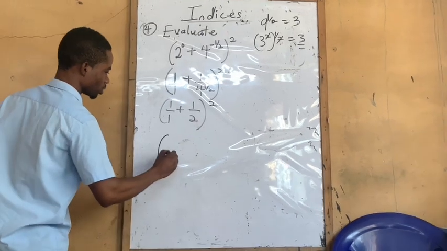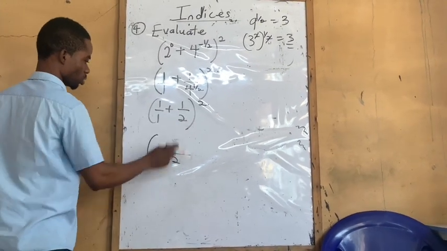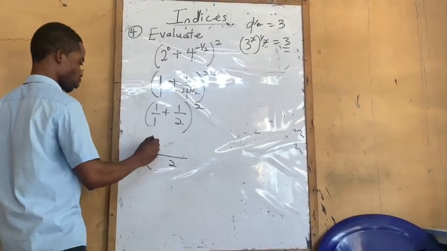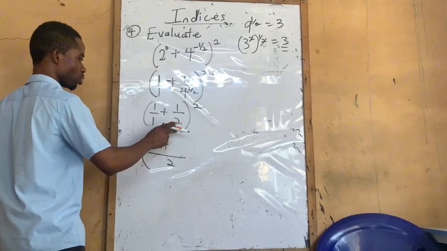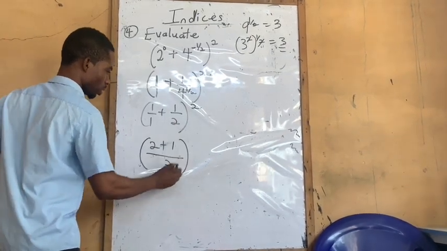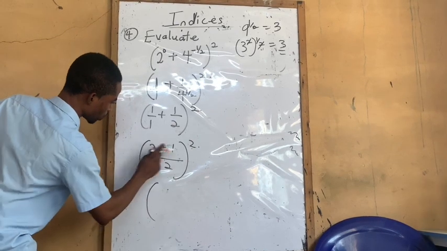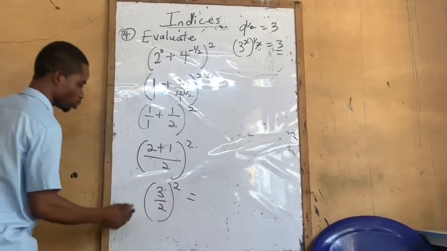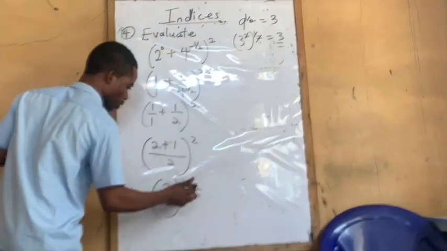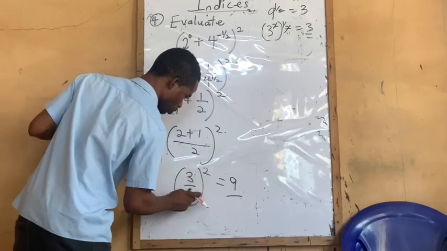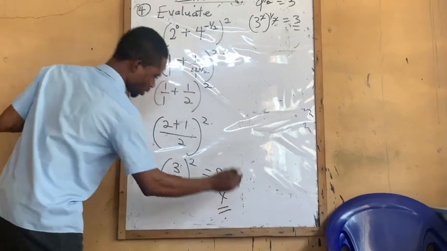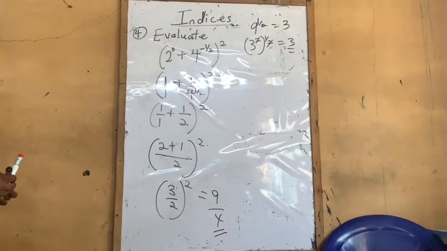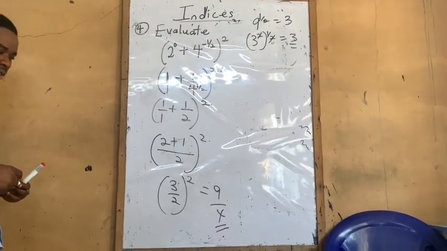So we'll now find the LCM. The LCM is 2. 2 in 1, 2. 2 times 1, 2. Plus 2 in 2, 1. 1 times 1, 1. Raised to power 2. That is 2 plus 1, that is 3, all over 2, raised to power 2. Like I've told you, this is affecting this, affecting this. 3 raised to power 2, that is 9. And 2 raised to power 2, that is 4. And that is 9 all over 4. 9 all over 4. Now the next.